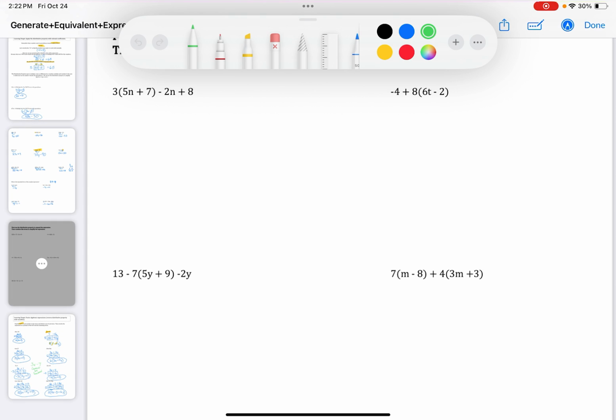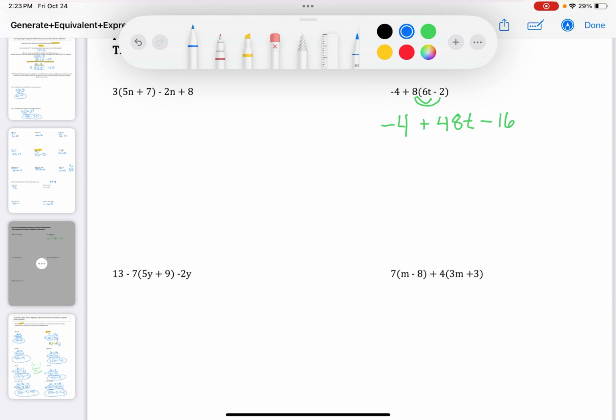All right, let's go on with the next one. I have negative 4 plus 8 times the quantity 6t minus 2. So parentheses first. I'm just going to rewrite negative 4 so I don't forget it. Plus 8 times 6t would be 48t. Minus, because it's 8 times negative 2, so it will end up being a minus 16.